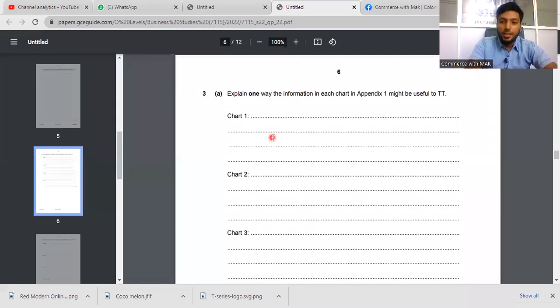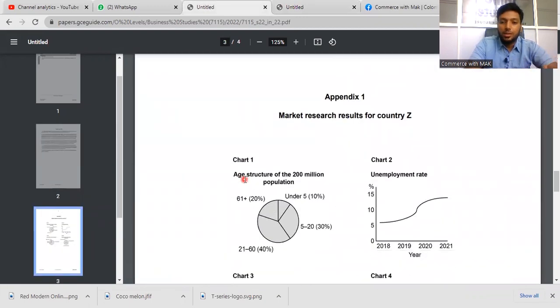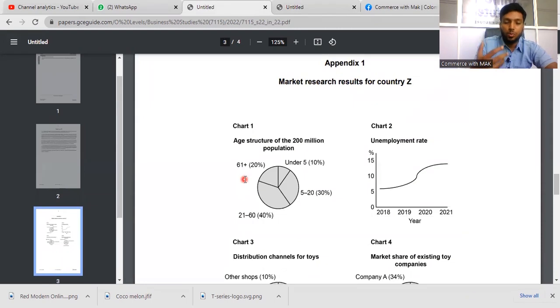In this question, they're asking: explain one piece of information in each chart in Appendix 1 that might be useful to TT. We know from the previous class that TT is a toy manufacturing company based in country Y, and it is planning to relocate to country Z. So from country Z's point of view, they have given chart 1, chart 2, chart 3 and chart 4. We need to say what you can understand from each chart. This is the country Z chart, and I can explain it one by one.